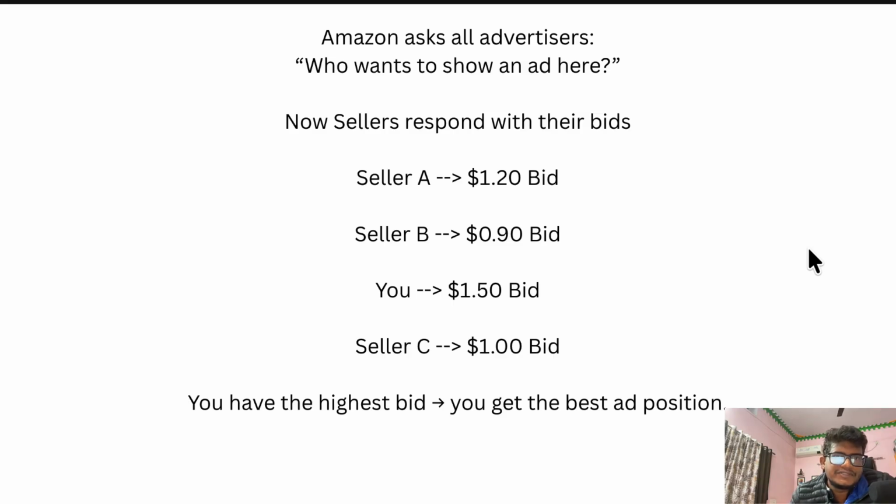Whoever is selling wireless earbuds and bidding on that particular keyword will respond with their bids. So if seller A is giving a 1.2 bid, seller B is putting a 90 cents bid, you are putting the highest bid at 1.5, and seller C is giving a $1 bid, then as you are giving the highest bid at 1.5, most probably you will get the best ad position and you will win the auction to be at the top of the search. You'll get the best placement because you are bidding the highest.